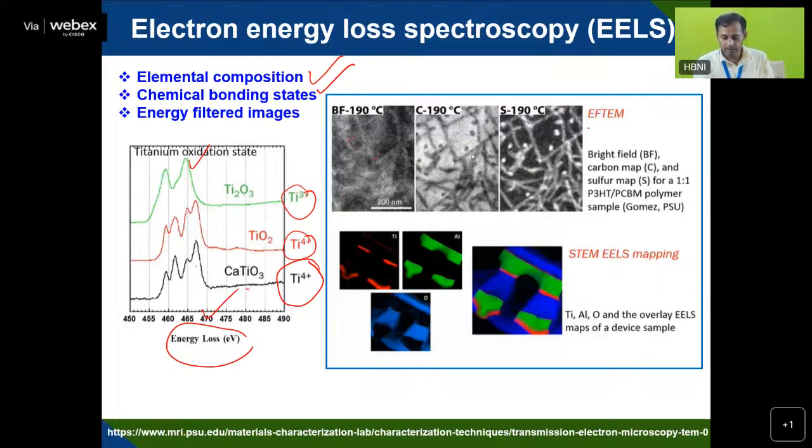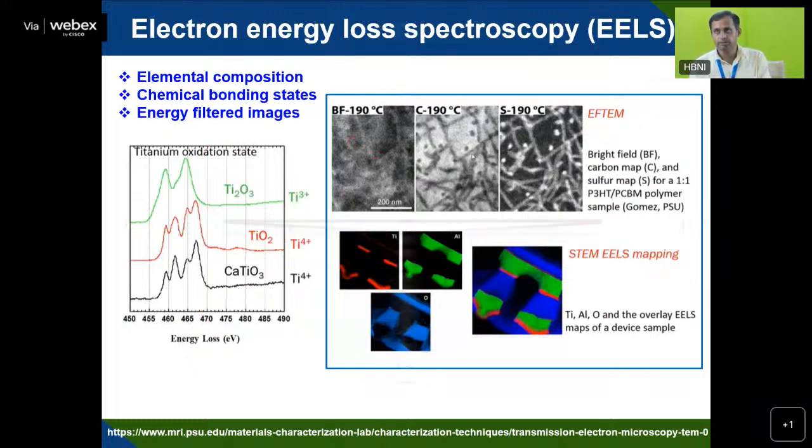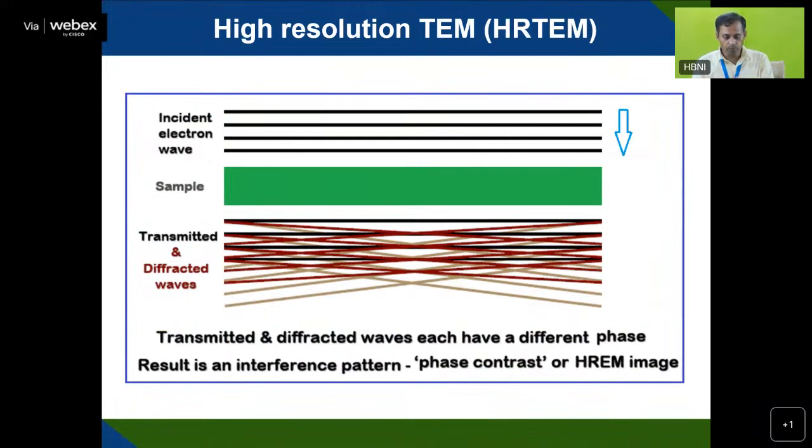And if you need, you combine EFTM with STEM and electron energy loss mapping, and you are able to see this type of colored image, where you have titanium here, aluminum here, and then you merge them to get the spectral feature of that alloy or something, by using this type of spectra.